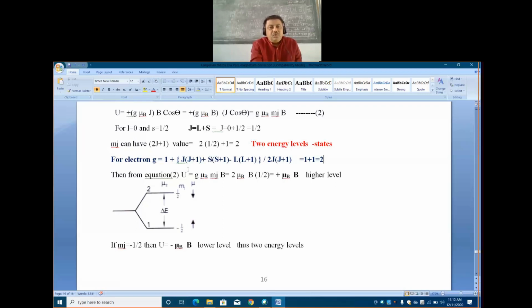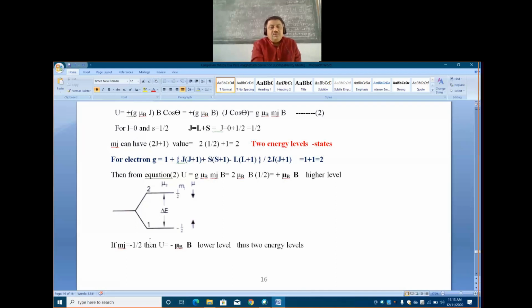from the equation 2, that is potential energy G into mu B mj into B. So energy of two levels, one is higher level, another is lower level. We will calculate. For higher level, mj has two values, plus half and minus half. For higher level, mj is equal to plus half.